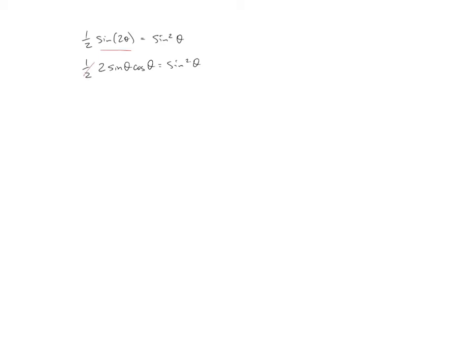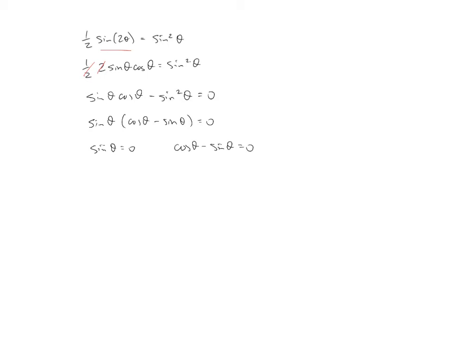and conveniently the 1/2 and the 2 go away, and then I'm left with sine theta cosine theta, and then I'll go ahead and subtract the sine squared theta. Okay, now to go ahead and get this in a place where we can do something with it, it looks like we can factor out a sine of theta, leaving us with cosine minus sine, setting both equal to 0.